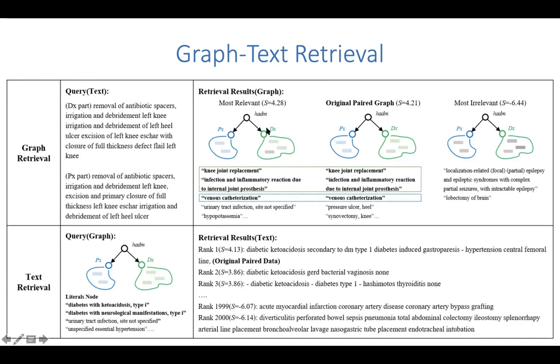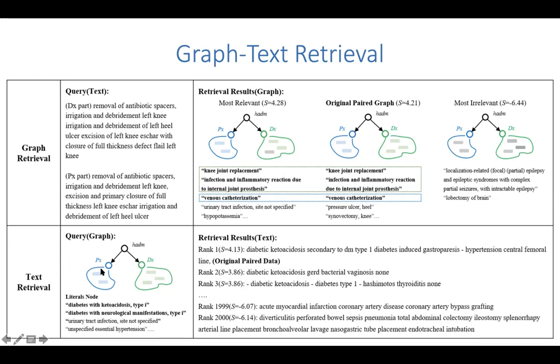But still, if you compare rank 1 and rank 2, you can see that the contents are pretty much the same. They both contain these diagnosis codes: knee joint replacement, infections and inflammatory reaction due to internal joint prosthesis. I'm not sure how to pronounce this. Anyway, this is diagnosis 1, diagnosis 2. Same goes with diagnosis 2, and the procedure goes the same: venous catheterization. So at least they contain a very much overlapping set of nodes. So I guess it's not too bad of a job.